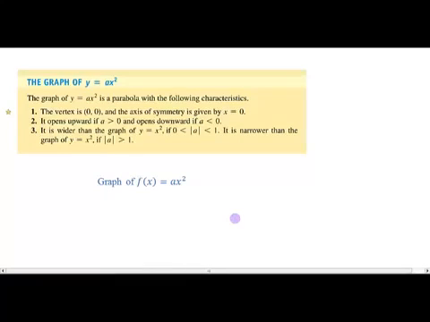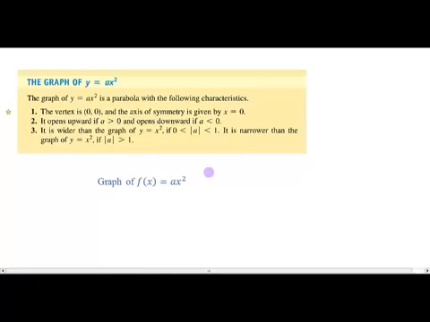The graph of y equals ax squared is a parabola with the following characteristics. Our vertex is going to be 0, 0, and the axis of symmetry is given by x equals 0. Remember, x equals the x part of the vertex, so here it's just x equals 0. It opens upward if a is greater than 0, if a is positive, and it opens downward if a is less than 0, if a is negative.